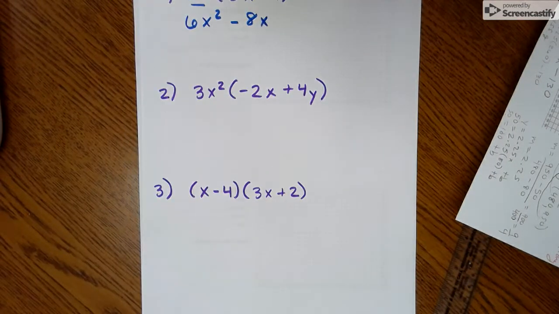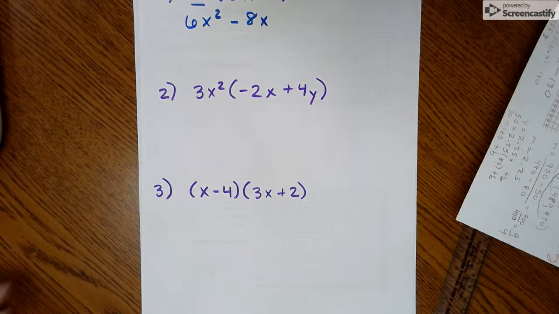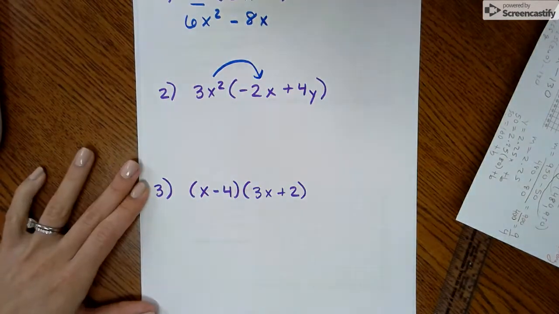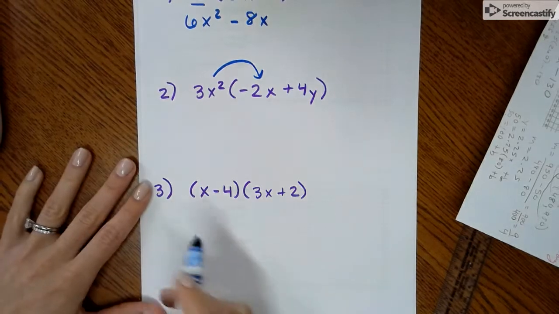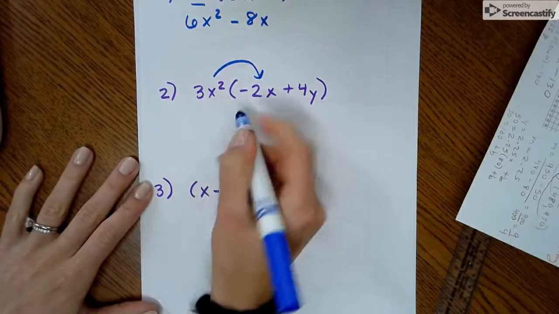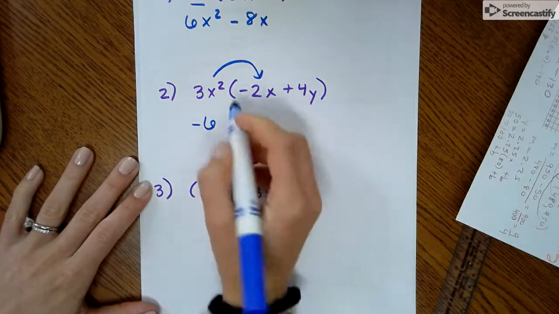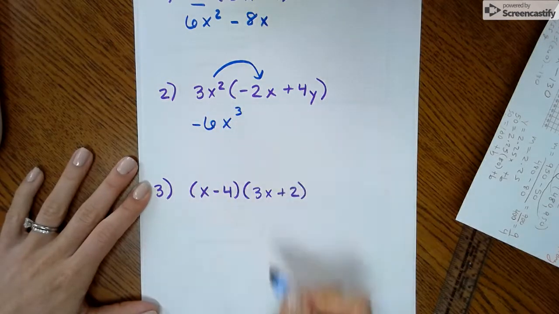All right. Number 2, similar example here with distributive property. So I'm going to start off by taking 3x squared times negative 2x. So again, just do it with the numbers and the variables. So 3 times negative 2 is negative 6. And then x squared times x is x to the third.